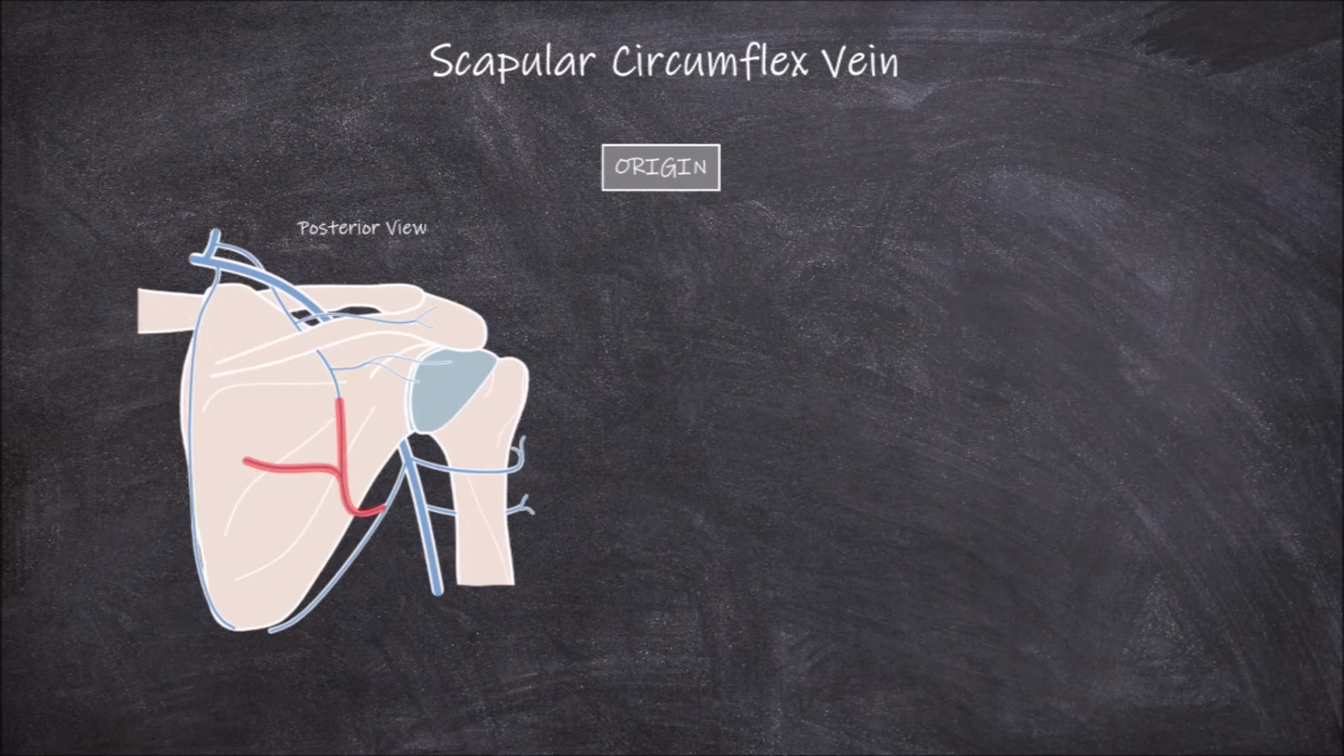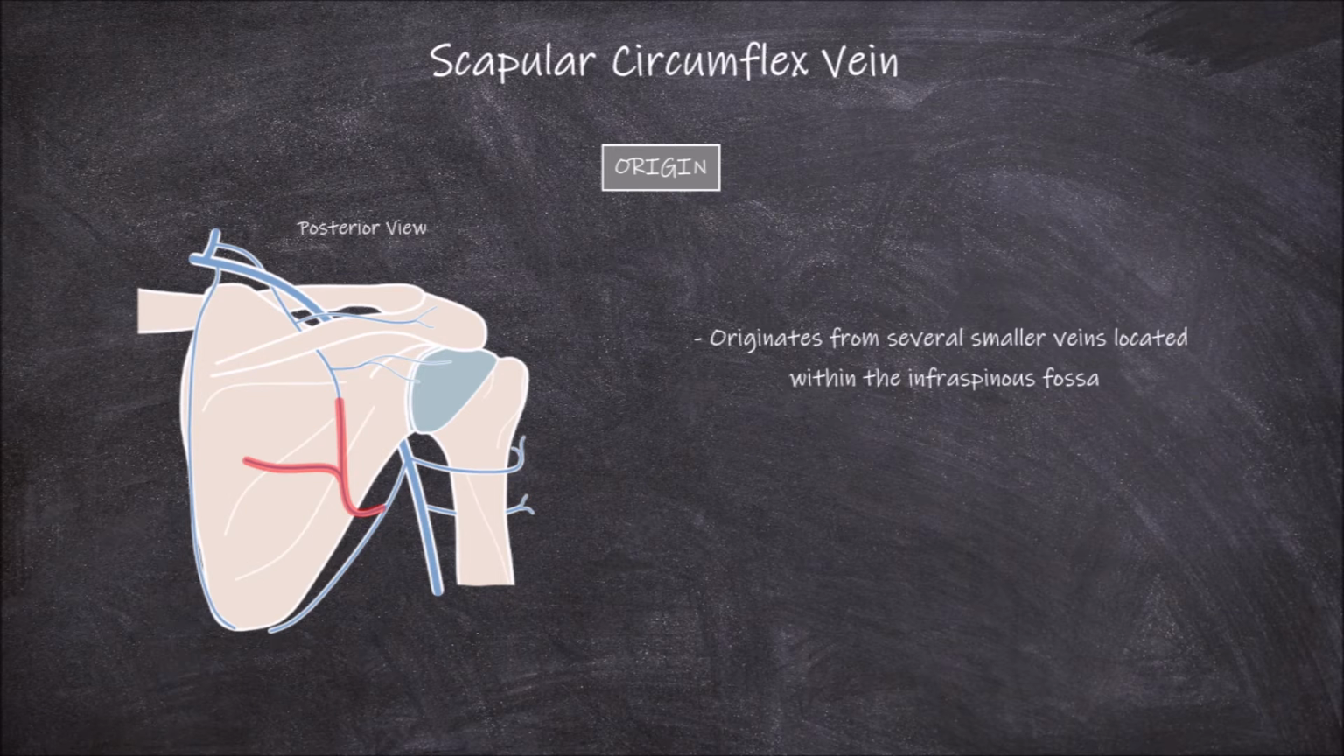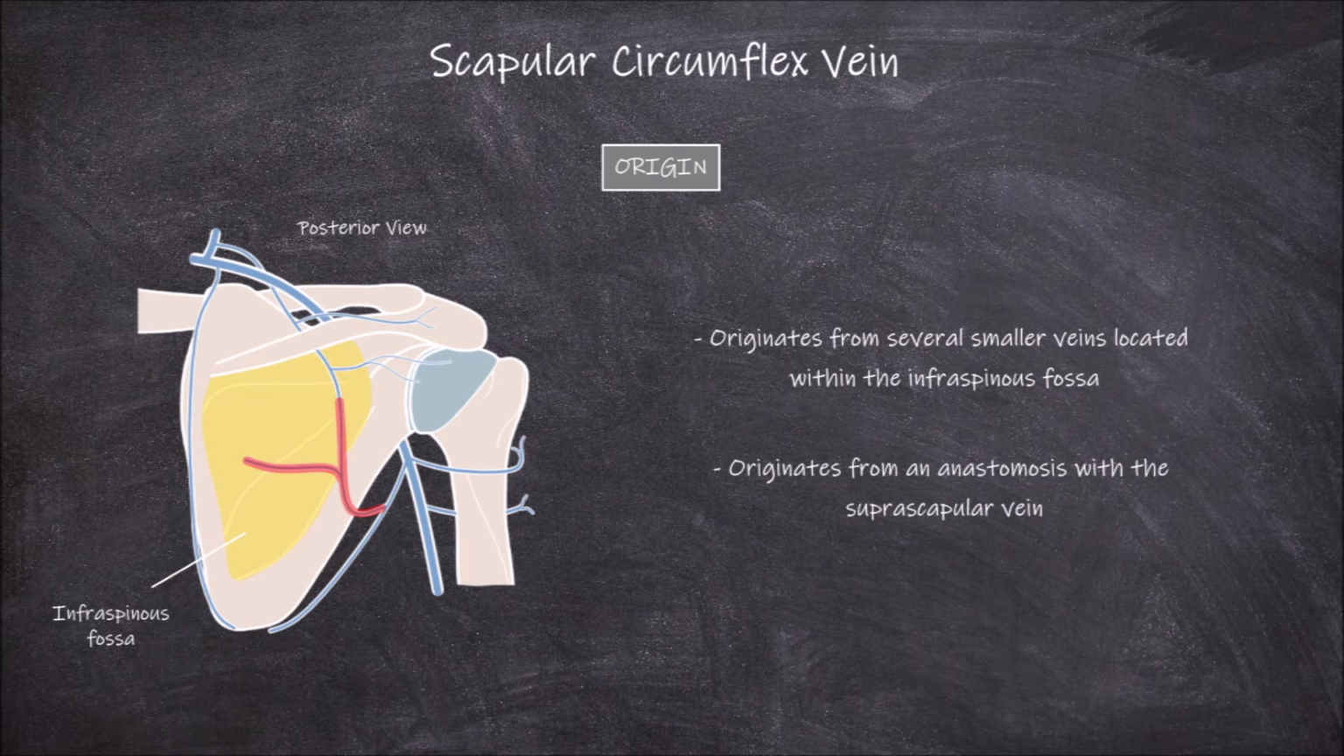Where does this vein originate? This vein consists of two main branches. One of these branches originates from several smaller veins located within the infraspinous fossa region. The infraspinous fossa is an area where there is a depression of the posterior surface of the scapular bone, as seen here highlighted in yellow. The other branch originates from an anastomosis with the suprascapular vein, seen here highlighted in blue.